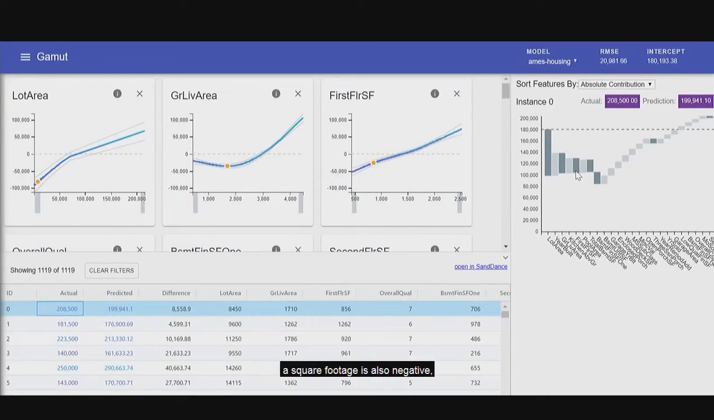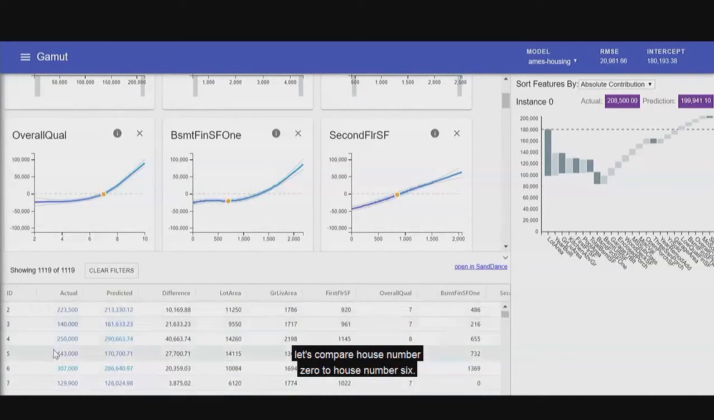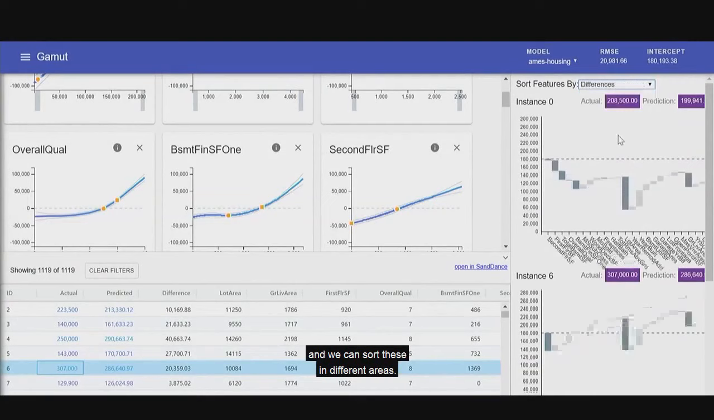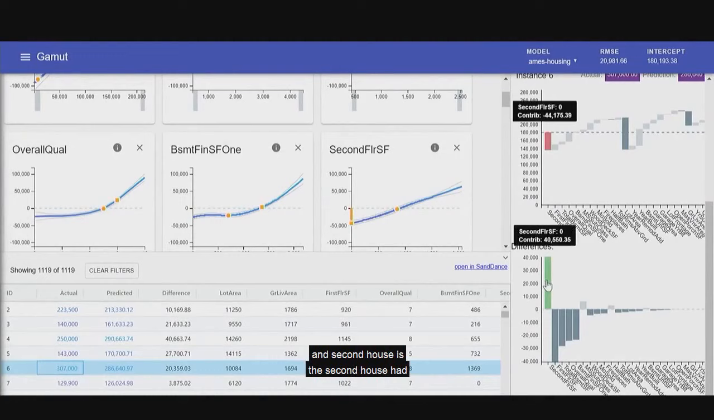And one of the nice things I find is that we can say, let's compare house number zero to house number six. We can get both these curves. And you can see exactly how they differ. And we can sort these in different ways. So you can see that the biggest difference between the first house and the second house is that the second house had a second floor square footage.